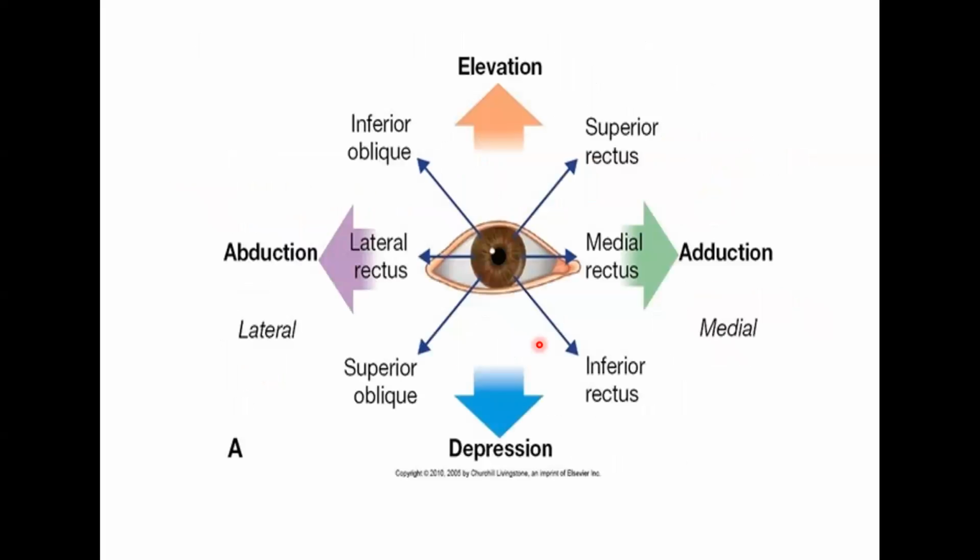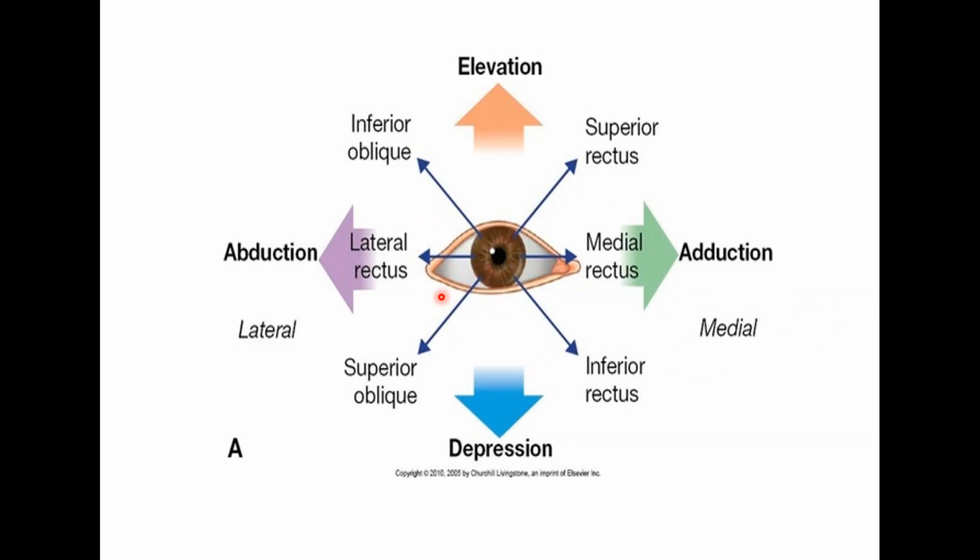We can see in this next diagram, we have just written the movements. The elevation is done by superior rectus and inferior oblique, depression is done by inferior rectus and superior oblique, and this movement is possible along the transverse axis, upward rotation and downward rotation. While the adduction movement will be done by medial rectus, and abduction movement will be done by the lateral rectus along a vertical axis.